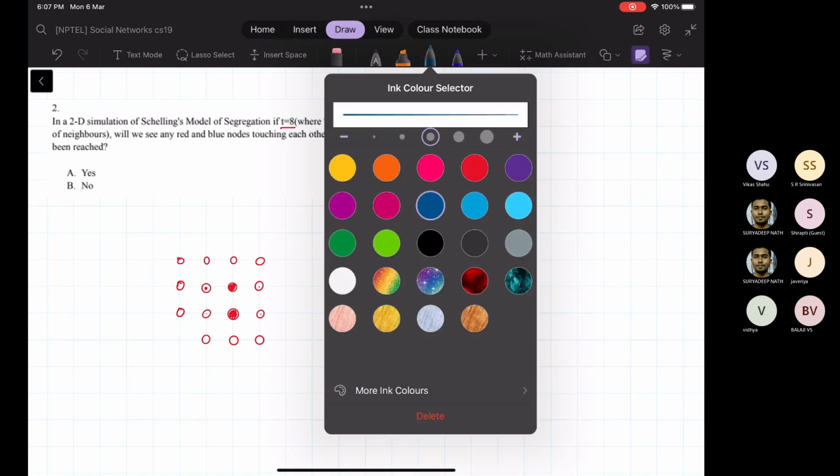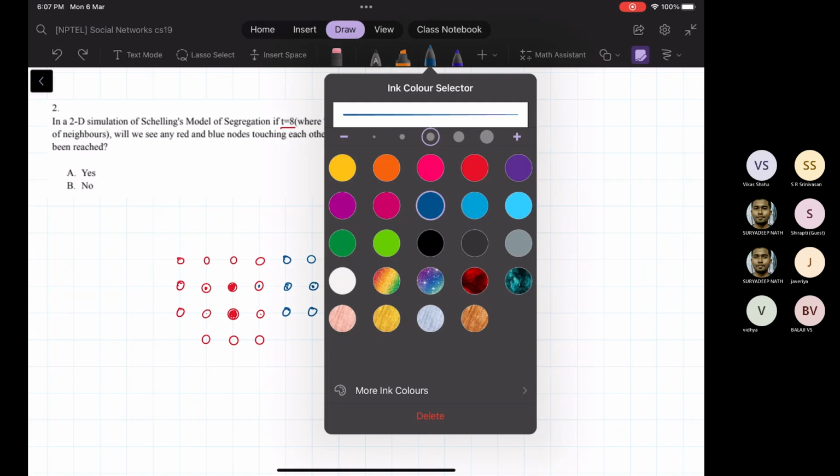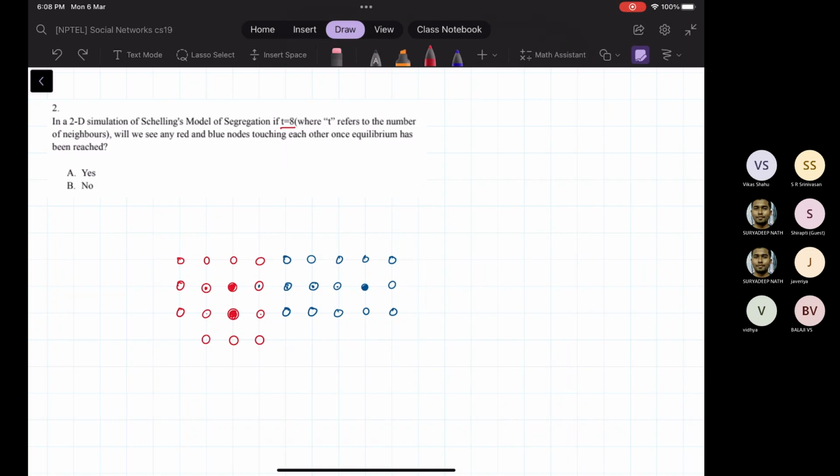Let's say if it is blue, the same thing. If your grid was blue, this center node must have 8 blue neighbors, because its tolerance is 8. Consider this one: tolerance 8, so it must be surrounded by 8 neighbors. Again, consider this one, it must be surrounded by 8. But now consider this red node over here. Its tolerance is 5, t equal to 5, which is less than 8. So this type of arrangement, where blue and red touch each other, cannot be possible.